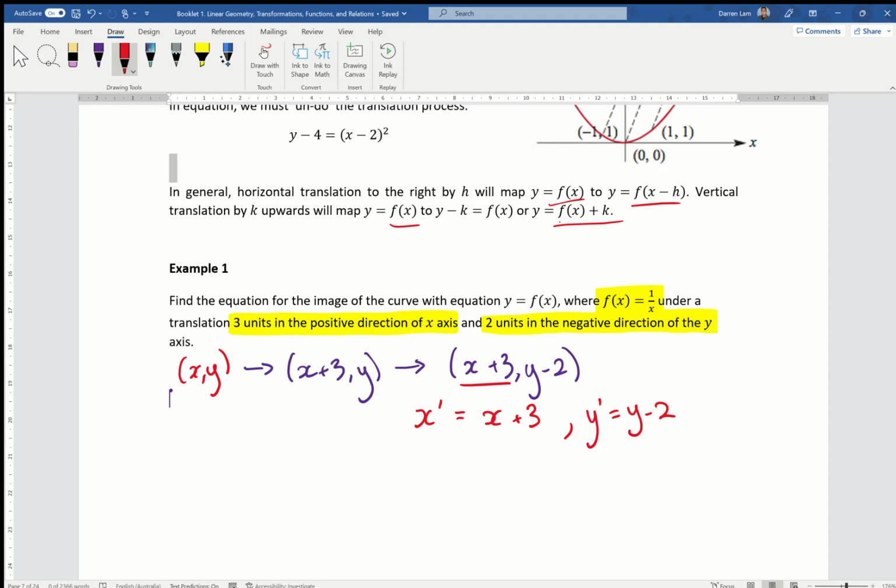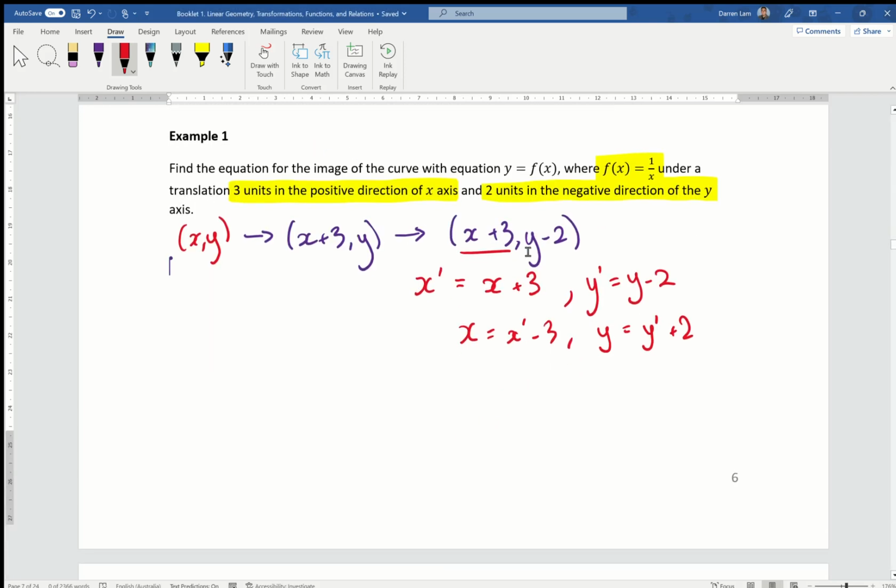I'm going to rearrange them to get x and y as the subject. Assuming you guys are happy with this, I'm going to write x equals x dash minus 3, and of course we have y equals y dash plus 2. Then all we have to do is substitute it back into our original equation.